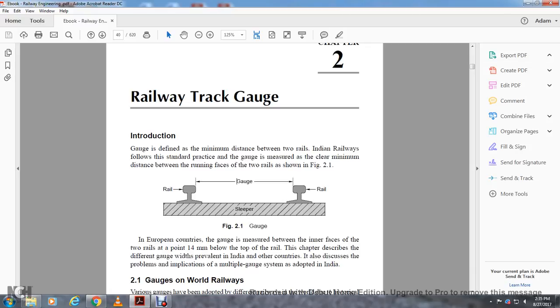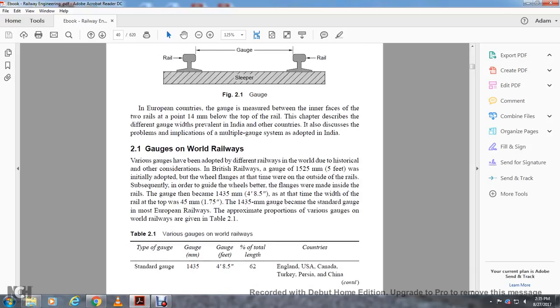In European countries, the gauge is measured between the inner faces of the two rails at a point 14 millimeters below the top of the rail. This chapter describes different gauges prevalent in India and other countries. It also discusses the problems and implications of the multiple gauge systems adopted in India. Alright, gauges of the world railways.